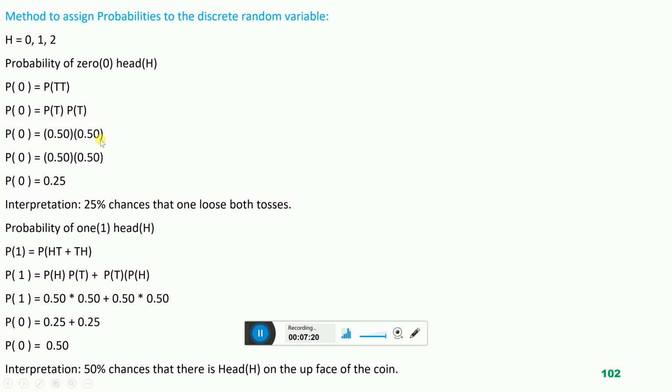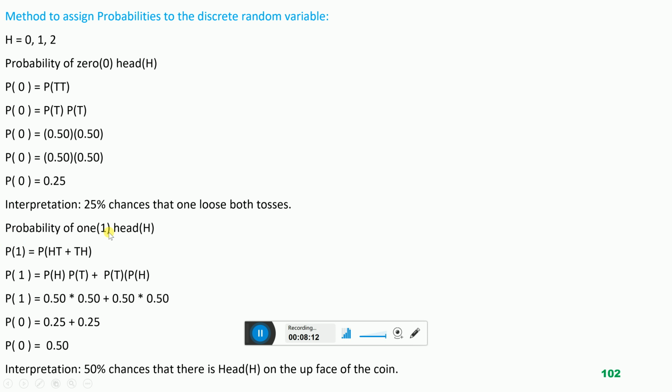Let me again repeat where we got this 0.50 and 0.50. Look, when we toss a coin, two outcomes are possible. Maybe there will be head on the up face of the coin or there will be tail on the up face of the coin. Both head and tail carry equal chances, 50% chances that there will be head on the up face of the coin and 50% chances that there will be tail. So the probability is 0.50 multiplied by 0.50, and now we have the probability of zero head 0.25. This means 25% chances that when we toss a coin twice there is zero head, or even in a single toss head does not appear.